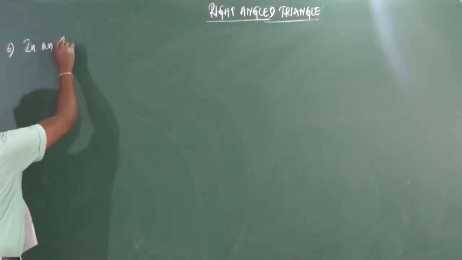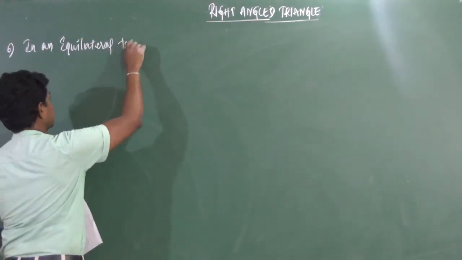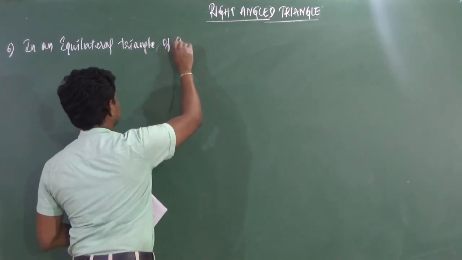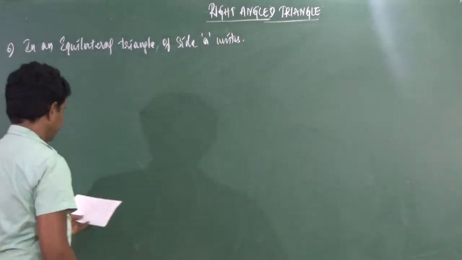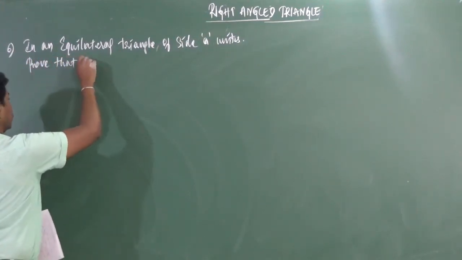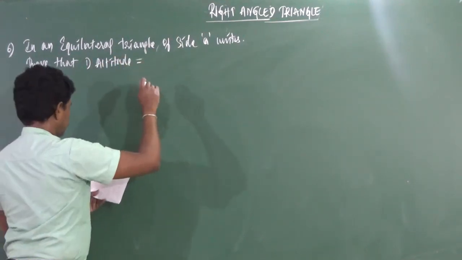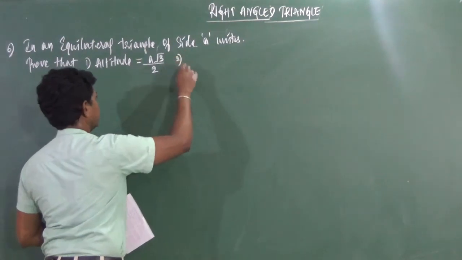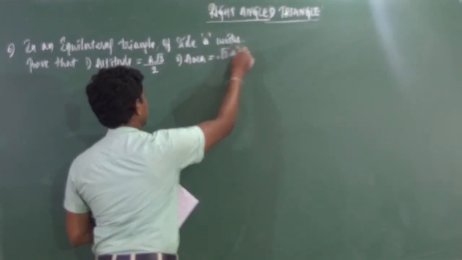In an equilateral triangle of side a units, prove that one, the altitude is equal to a root 3 by 2, and the second one, the area is equal to root 3 into a square by 4.